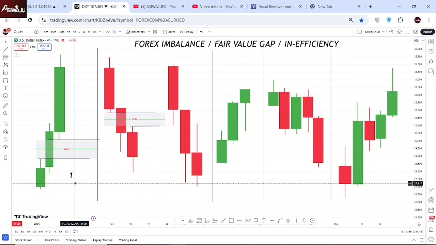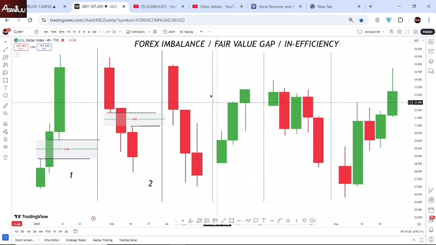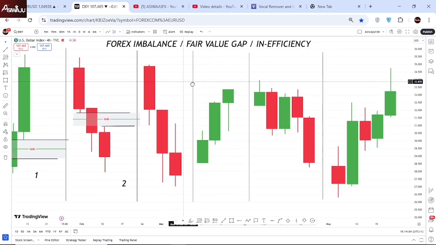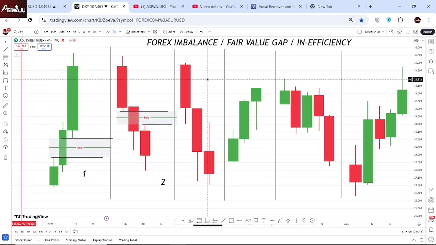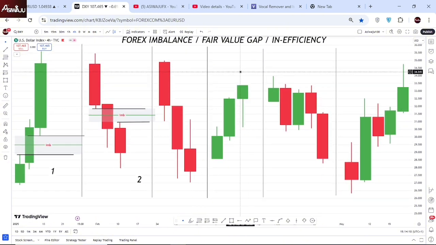And this being our second example. And let's look at the third example we have here. If you look at the third example we have here, this is also a bearish move.